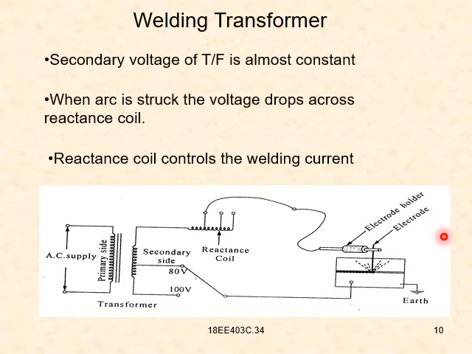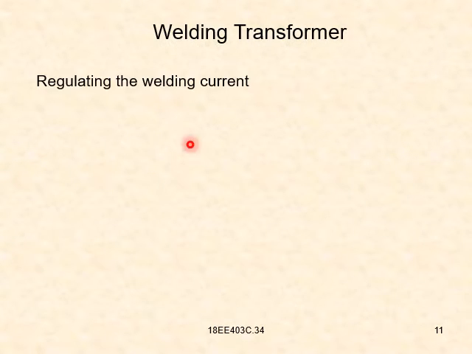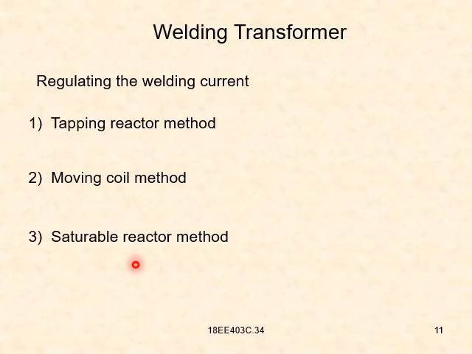Okay, moving on to the next slide. Regulating the welding current. As I said previously, we can control the welding current by a reactive coil, so that regulating the welding current can be done by tapping reactor method, moving coil method, or saturable reactor method. These are the three methods where welding current can be regulated.